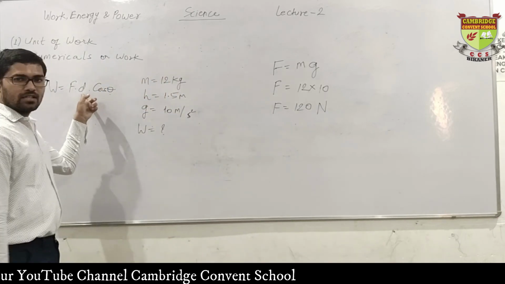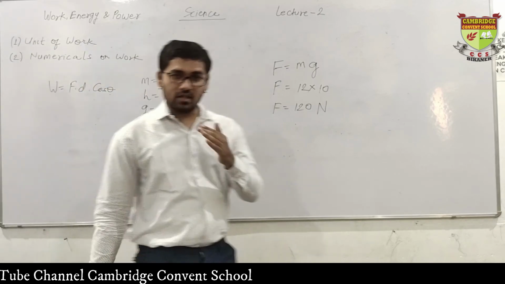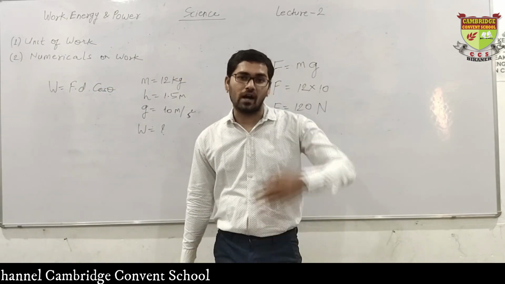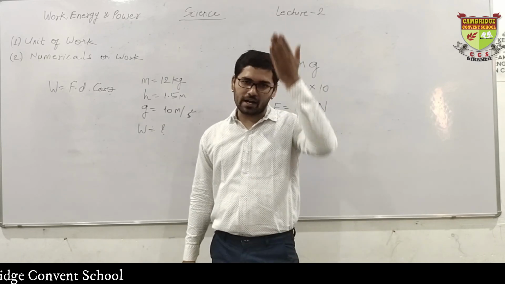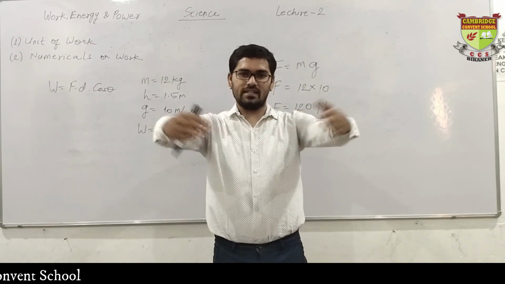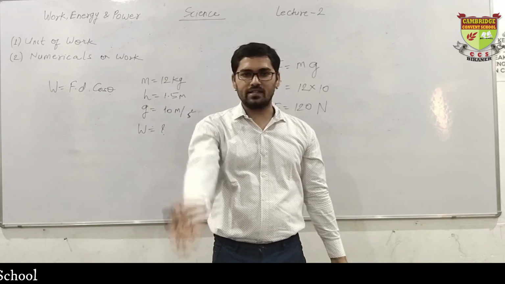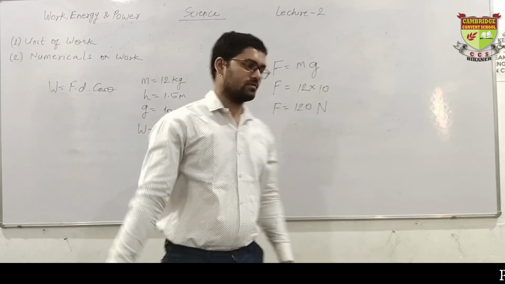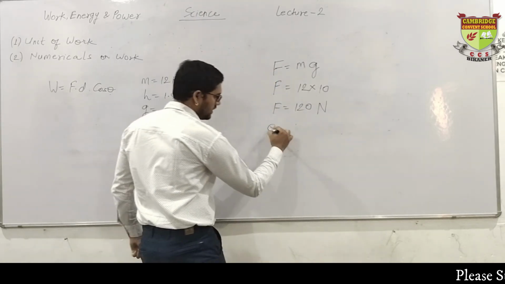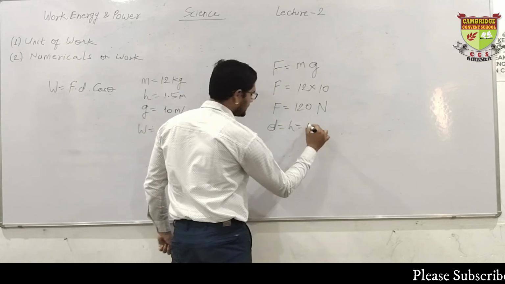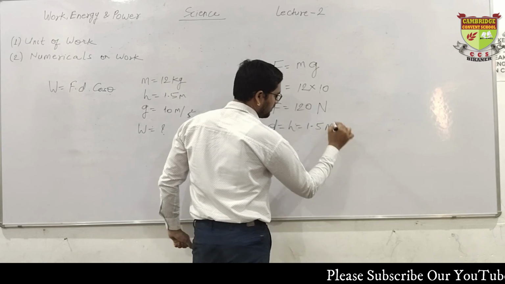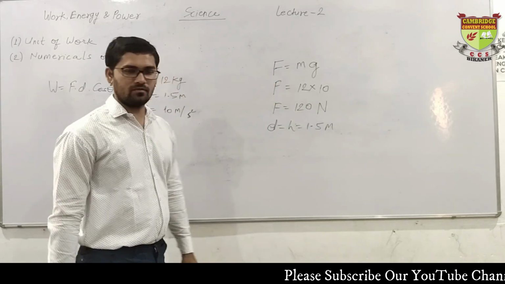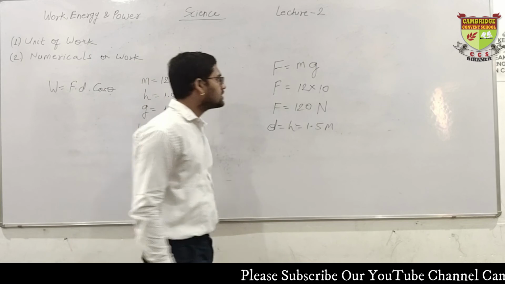Now what about distance? Here distance is in the form of height. I am not moving along the ground, I am moving in height. So distance and height are the same thing. If you are moving like this it is distance, and if you are moving like this it is height. Both are the same thing. Length. d is equal to h. What is this? 1.5 meters. Clear? Fine.